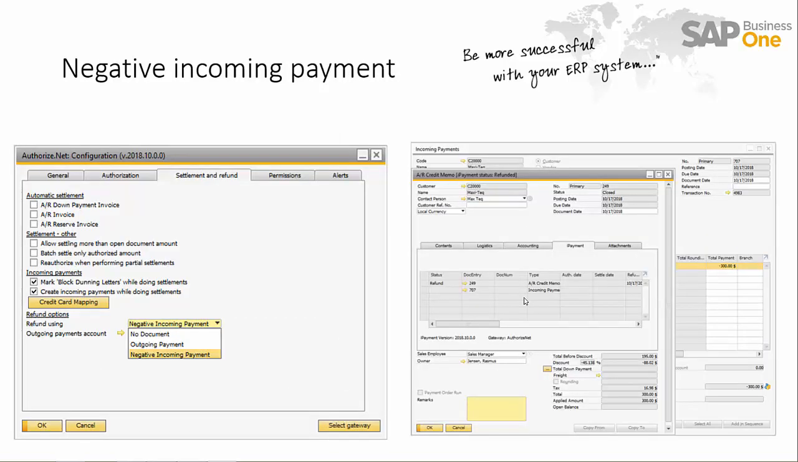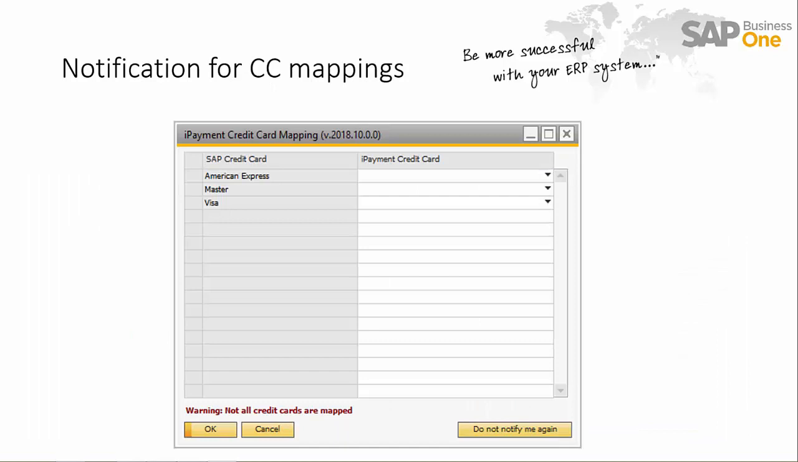Next up are negative incoming payments. We've had requests to include an option to refund using a negative incoming payment rather than an outgoing payment. With iPayment 2018.10, this is now possible. The option is added to the configuration screen where the user will be able to configure refund behavior based on their reconciliation flow.